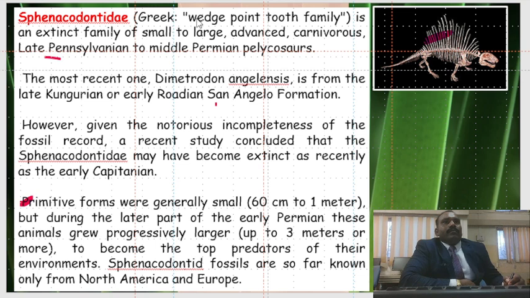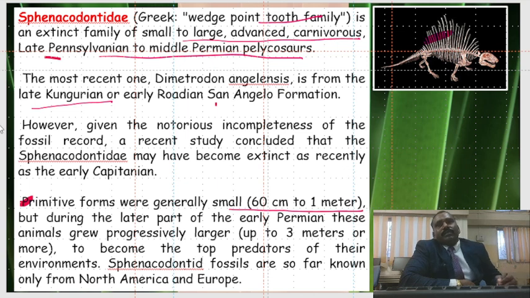Sphenacodontidae is an extinct family of small and large advanced carnivores from the late Pennsylvanian and the Permian. The most recent pelycosaur, Dimetrodon angelensis, is from the late Leonardian and early Roadian San Angelo formations. The primitive forms were generally small, 60 centimeters to 1 meter.